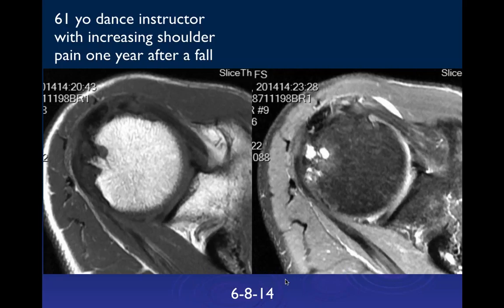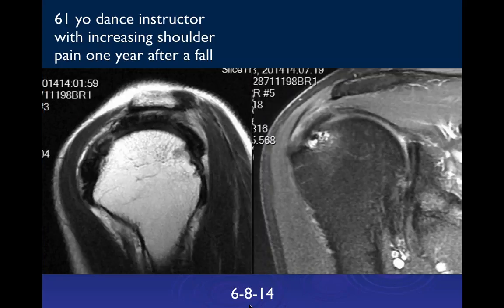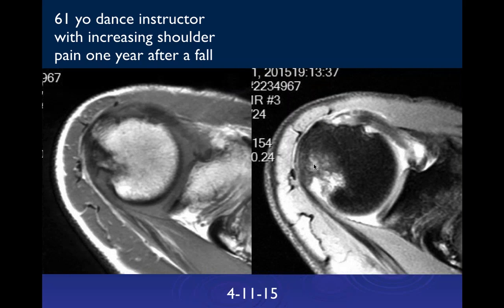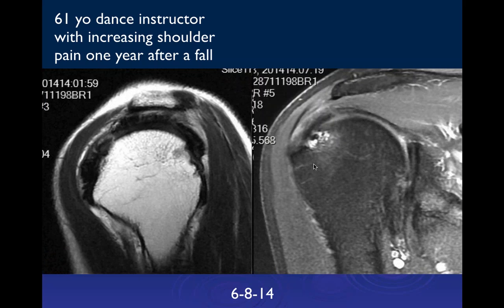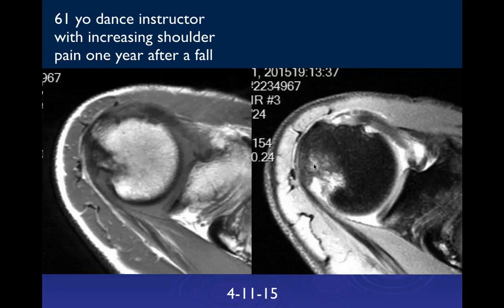So this is 18. That's on the same date. That was the sagittal images. So we see again traction changes with maybe mild tendinosis of the edema. Okay, this is 4/11/15. It looks like so that. This is 6/8/14, and this is now 10 months later.